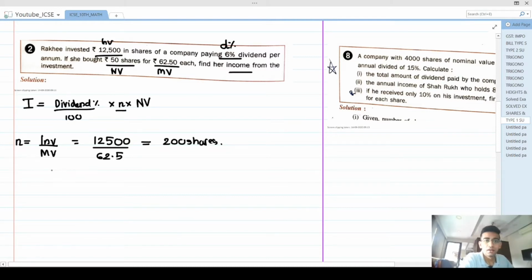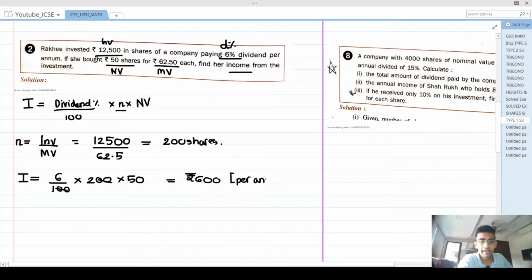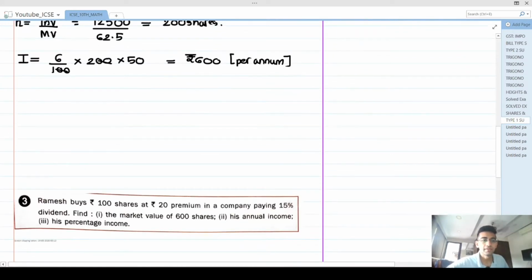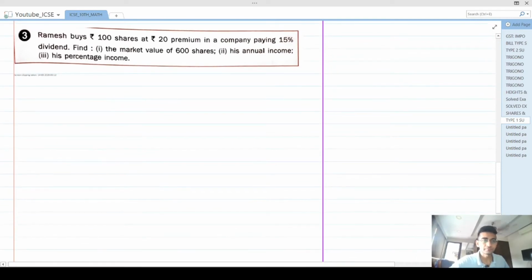Next. Income. Very simple. Dividend percent 6 upon 100 into N we just found and into nominal value 50 or face value. This turns out to be the income, which is rupees 600, and you have to write per annum. And that's your answer, guys. Very simple sum. Move on to the next one.